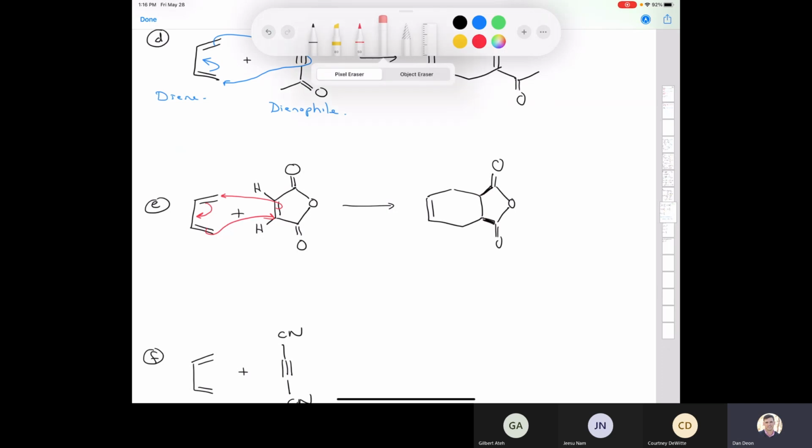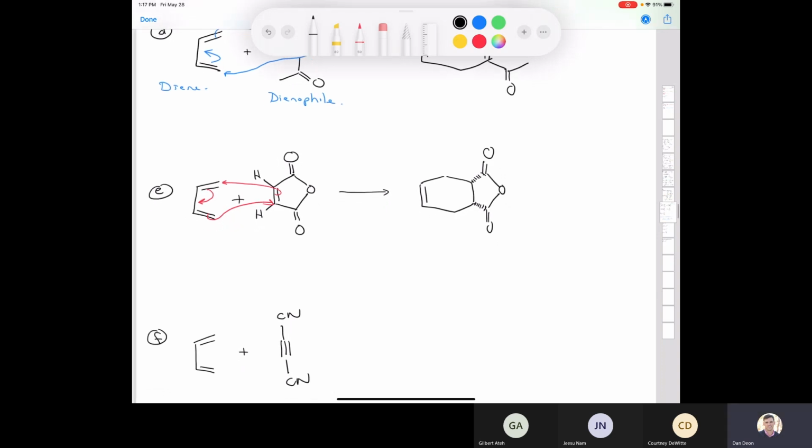Now, I could have drawn those bonds as wedges. I could have drawn them as dashes. It doesn't matter. I could draw them as a dash like this, and it's still the same molecule. Could anybody tell me why this is the same molecule as if I drew it with wedges, like I had a few seconds ago and I erased them? Why is this the same molecule? How do I know that?